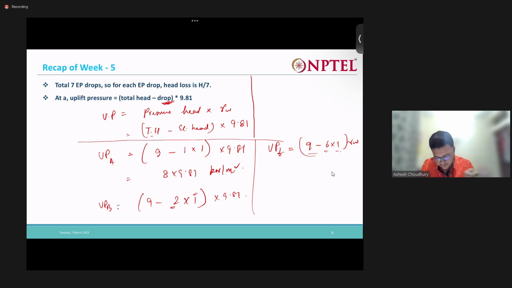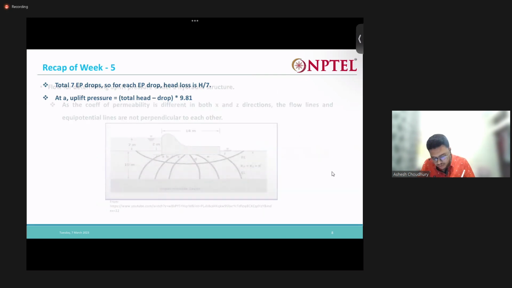So my uplift pressure is nothing but my pressure head into my gamma W, and pressure head is nothing but total head minus elevation head. So let us see in those terms. Ultimately the result will be the same. I want to show how this is actually coming. So what is my total head? Again for A I have to write what is my total head.